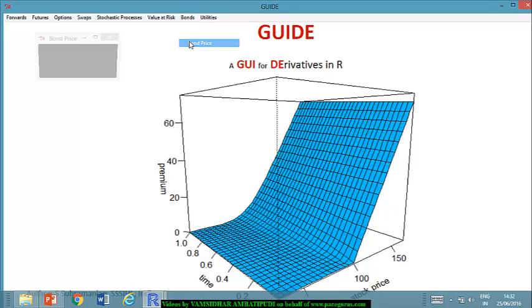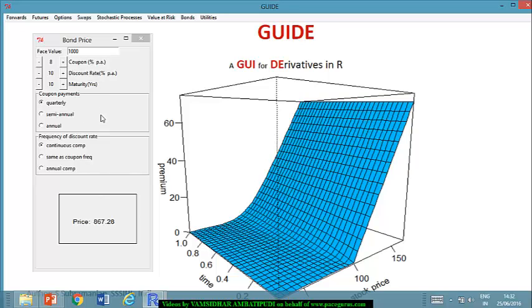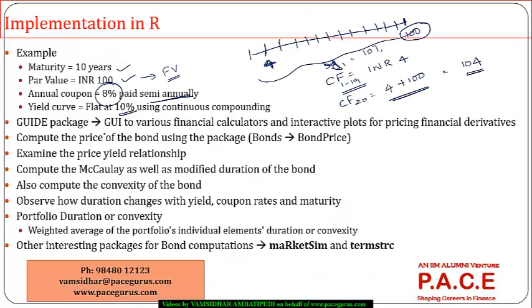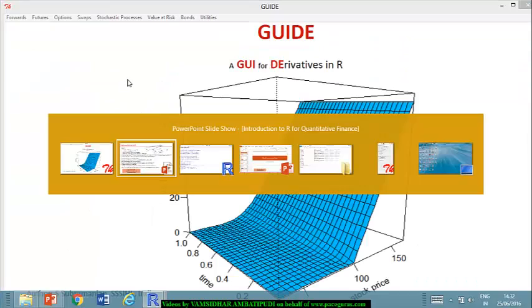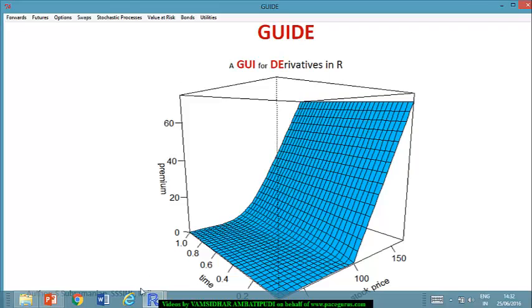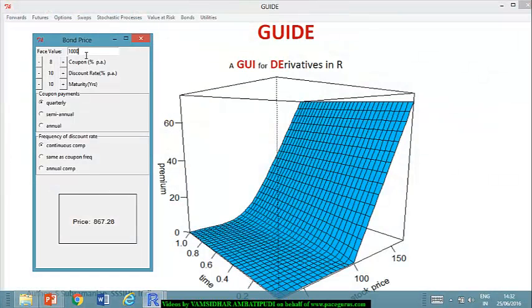So let's say I want to price this particular bond. It's a kind of a user interface now. What is the face value of the bond, which is the par value? The par value of the bond is 100. The coupon is 8% per annum. The discount rate is 10%. Maturity is 10 years. I have the coupon payment happening semi-annually, it's half yearly. And what is the frequency of discount rate? We have taken it as continuous compounding. So this is the continuous compounding frequency that we have brought.